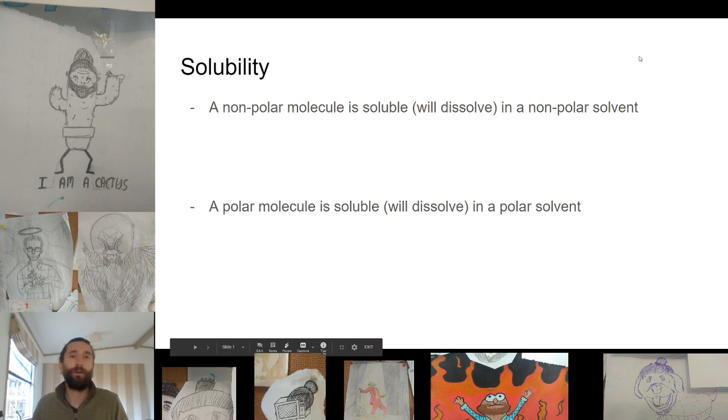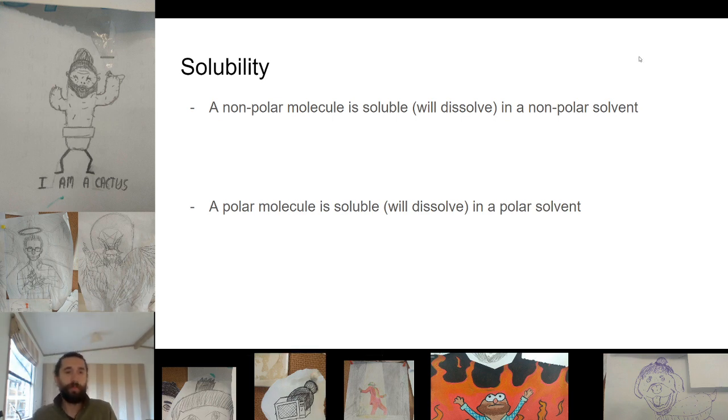So we were looking at polarity before, and one of the properties you need to know is solubility. So solubility is how well something dissolves in a solvent. And a solvent is just a liquid used to dissolve things. So we use the rule like dissolves like. A non-polar molecule will dissolve in a non-polar solvent, and a polar molecule will dissolve in a polar solvent.